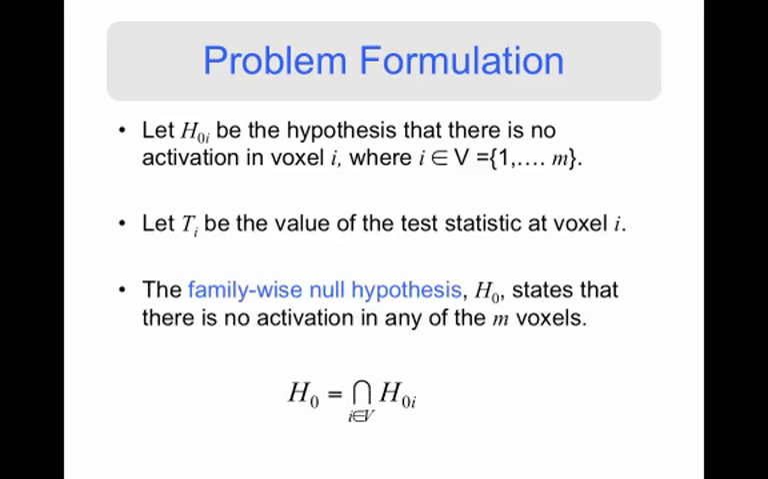Now the family-wise null hypothesis, which we're just going to call H naught, states that there's no activation in any of the m voxels. We can write this as H naught equal to the intersection of all the individual H naught of i's. So this implies that if we were to reject one of these H naught of i's, we would reject the family-wise null hypothesis. So it's basically just an omnibus null hypothesis saying that there's no activation in any of those. So basically all the H naught of i's hold.